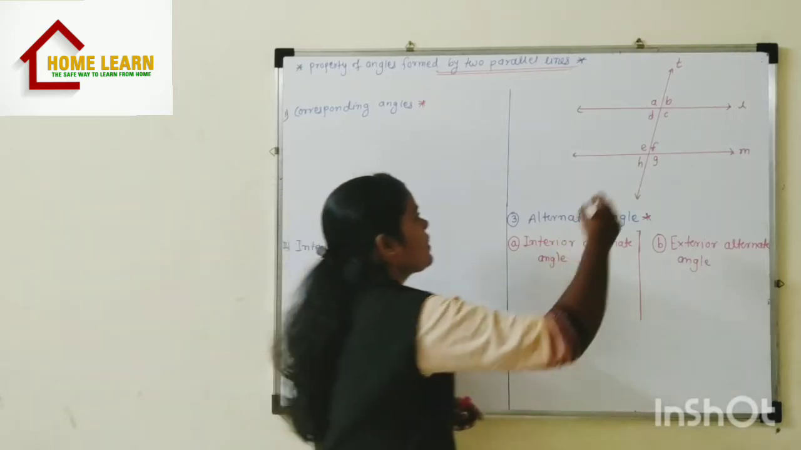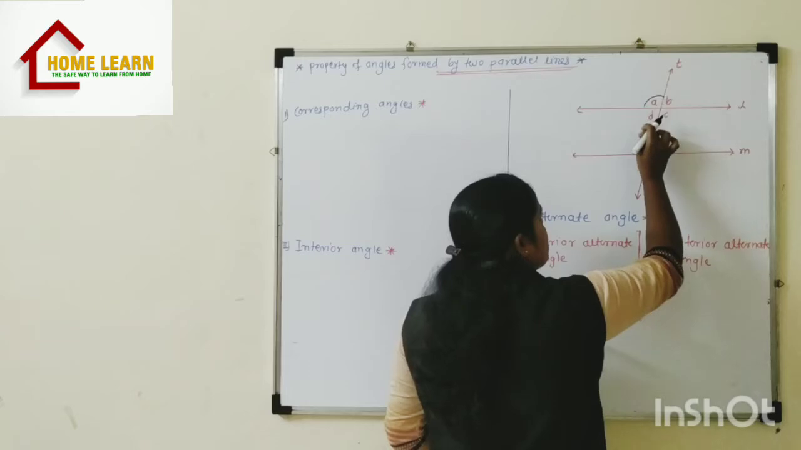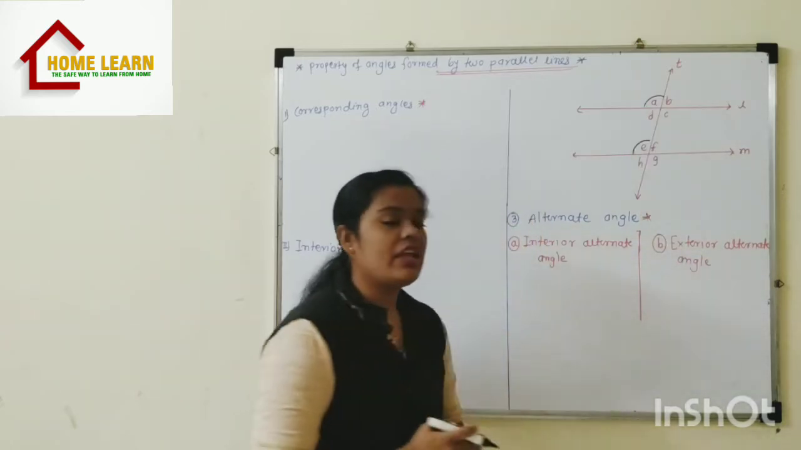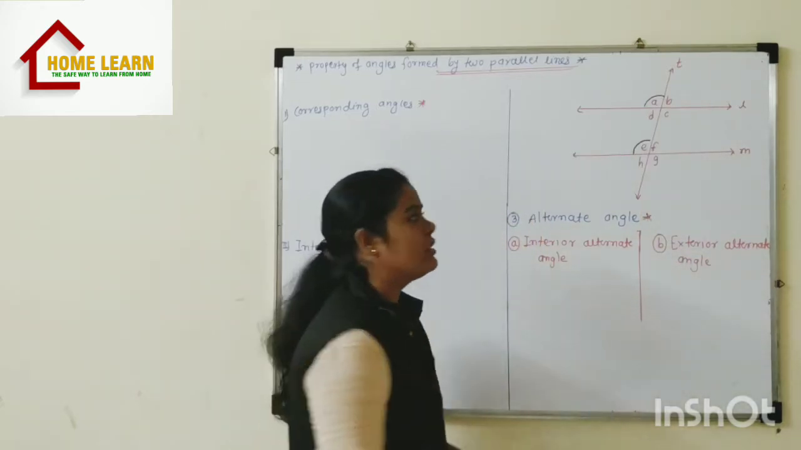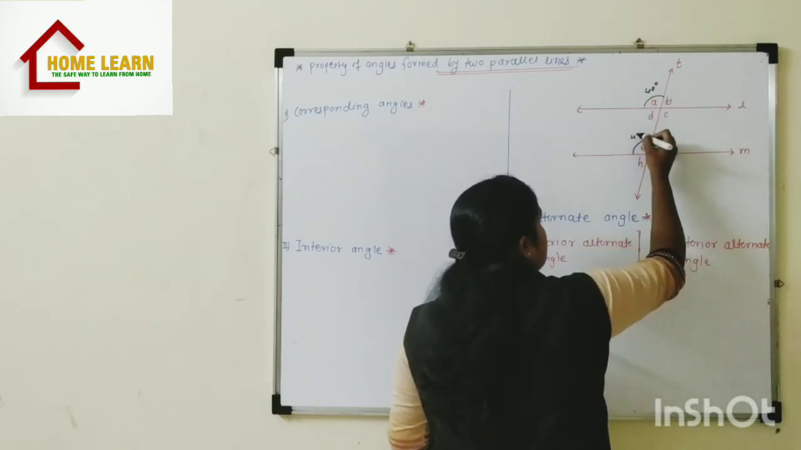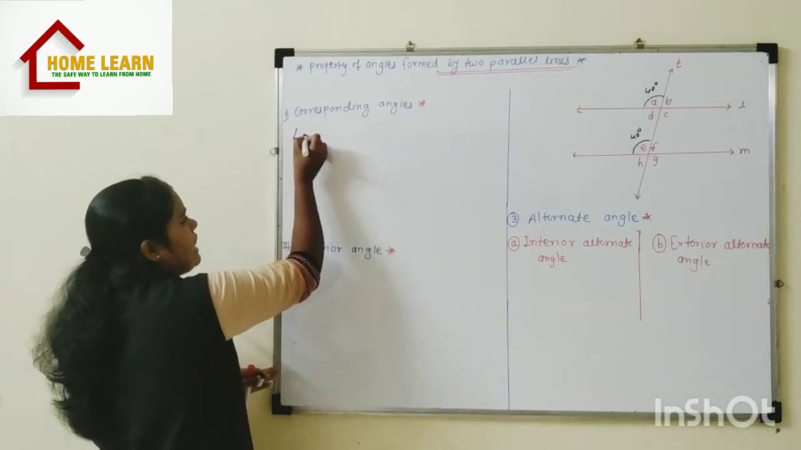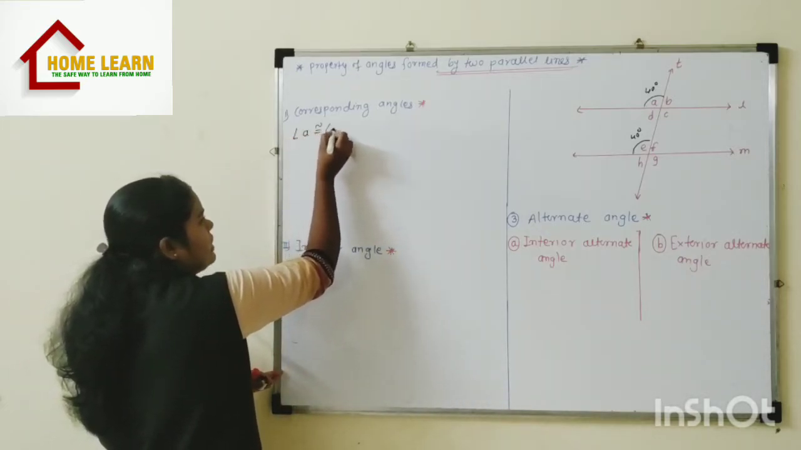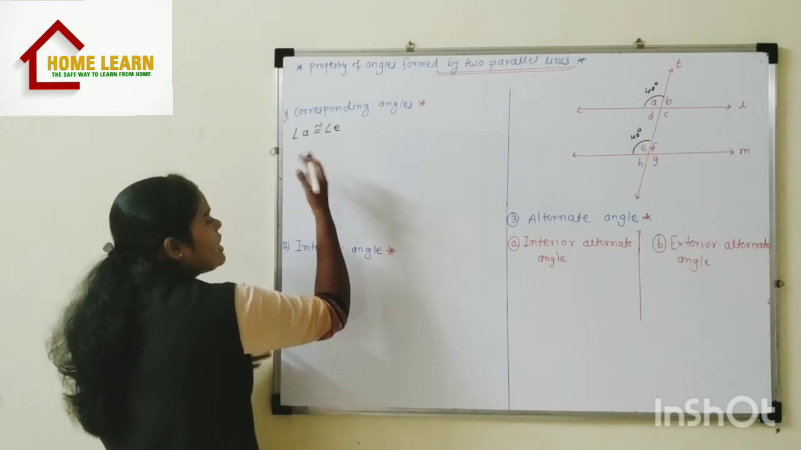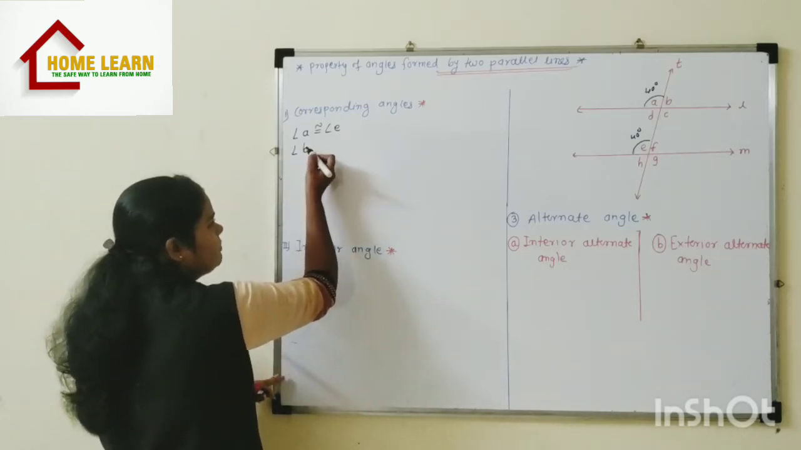That means angle A and angle E are a pair of corresponding angles and they are congruent to each other. That means if angle A is 40 degrees, then angle E is also 40 degrees. So write here that angle A is congruent to angle E. Remaining pairs are also congruent. So write the remaining pairs of corresponding angles.